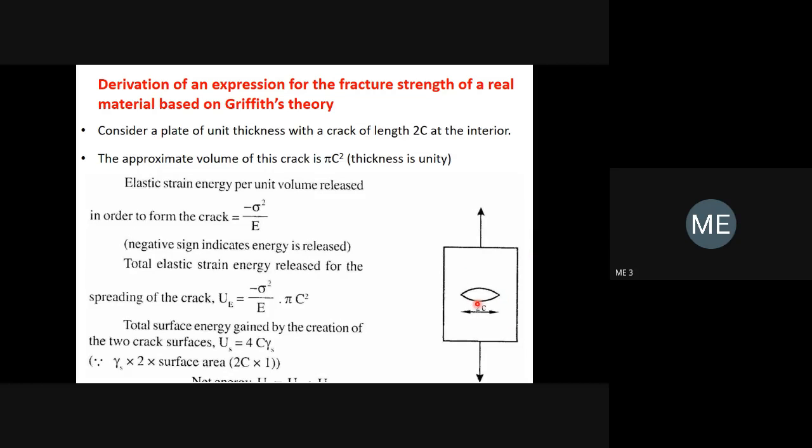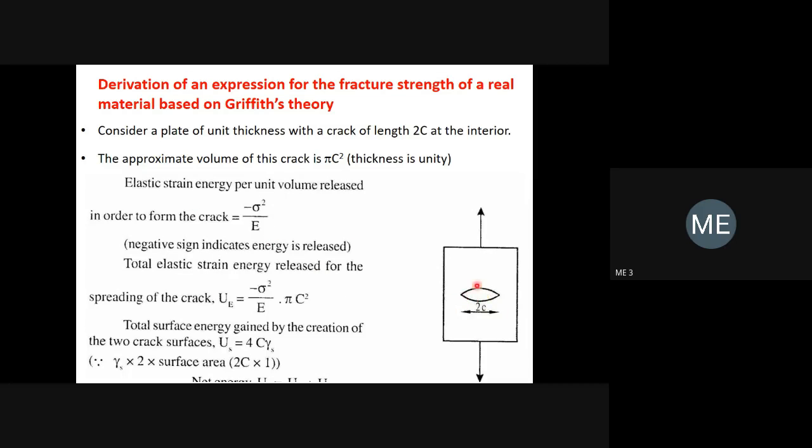We have less time. So now this is the plate having a small crack. The length of the crack is given by 2c. 2c is the length of the crack. It is also equal to the diameter of the crack. The crack has an elliptical cross section, but still we assume that it is a circular cross section, and the length of the crack is given by 2c.